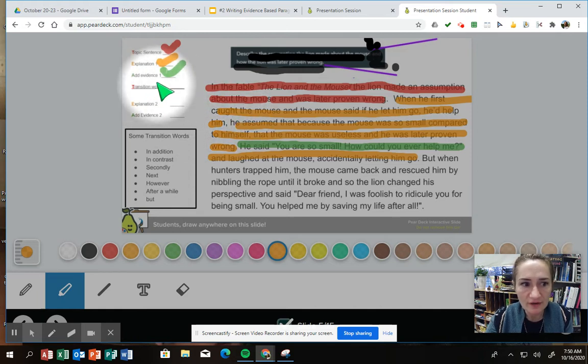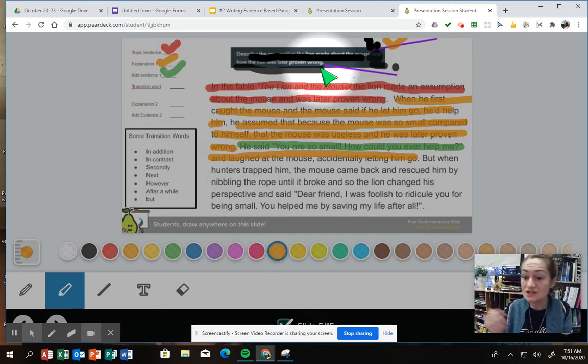Great. So the next thing I'm looking for is they've got a transition word. Why do you need a transition, which means go from one idea to the next here? Well, you need to do that because look up here, guys. They did all of number one. Let's put a check mark there. They did all of that idea, describing the assumption the lion made. Now we need to go to the next idea, how the lion was later proven wrong. We need to go to the next idea means we need to transition to the next idea.